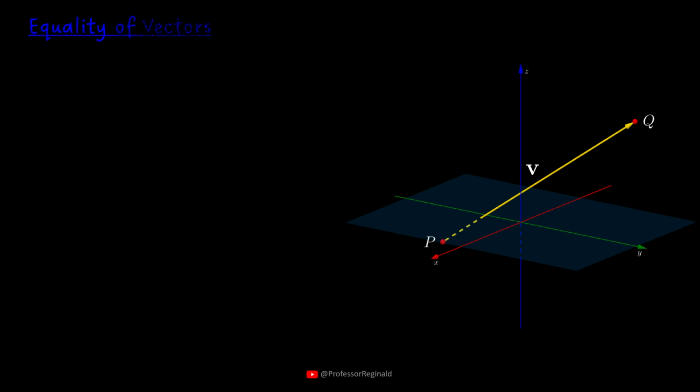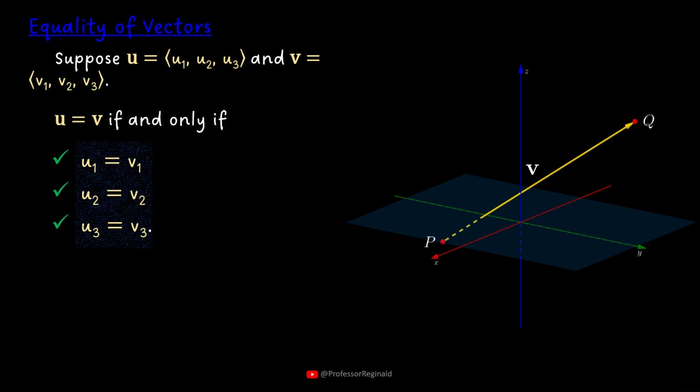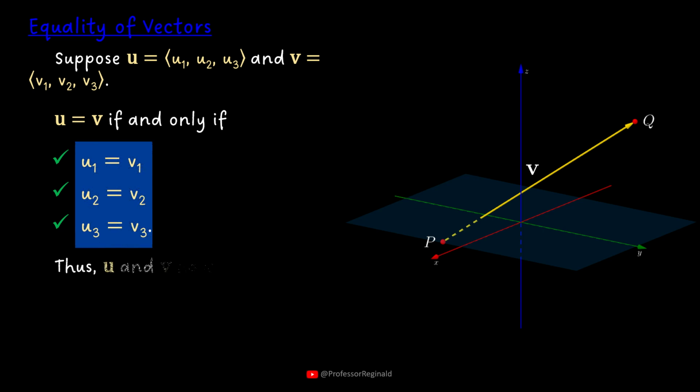Equality of vectors. Suppose we have two vectors u and v. They are equal if and only if the x components are equal, the y components are equal, and the z components are equal. Thus, u and v are equal if they have the same magnitude and direction.